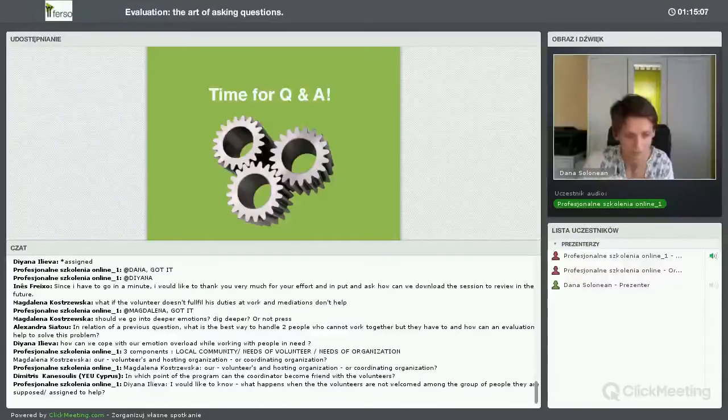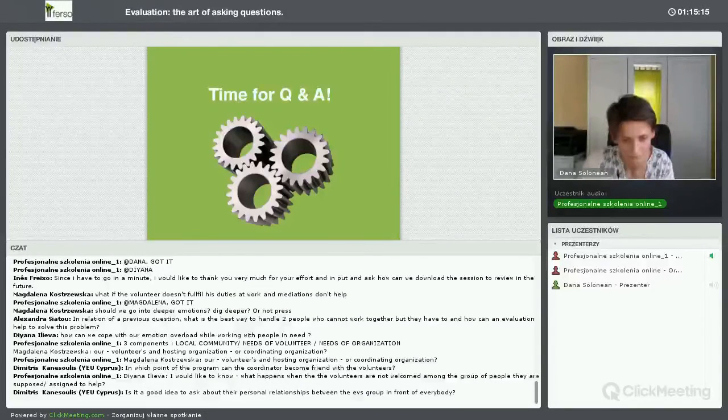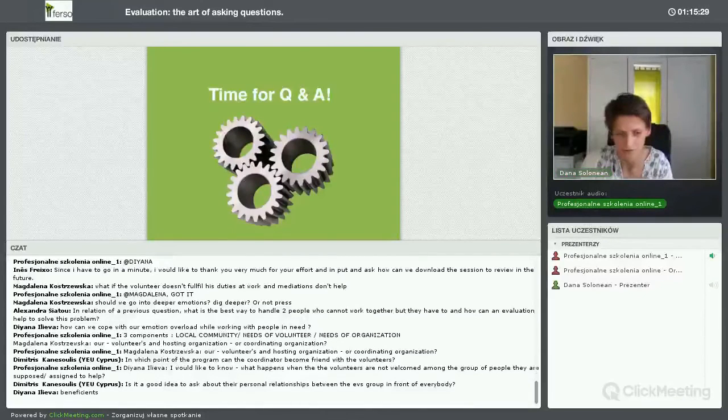Okay, another question, the second question that I found is, I would like to know what happens when the volunteers are not welcomed among the group of people they are assigned to help. Are you talking about beneficiaries or about the project team, like the other members in the organization? Diana will answer that. Beneficiaries. And the beneficiaries are not accepting.